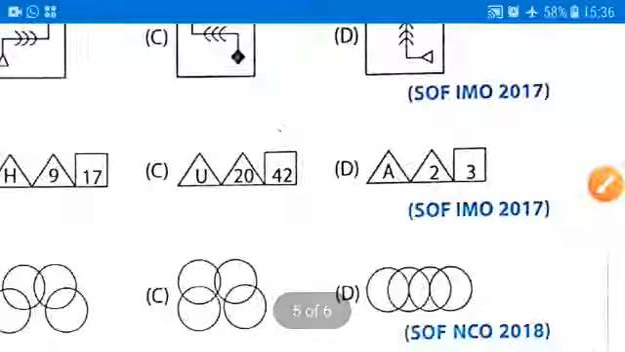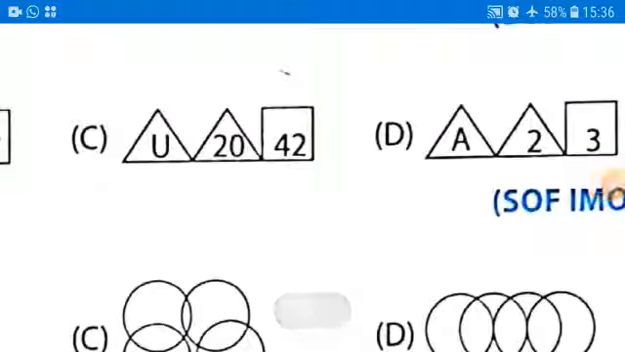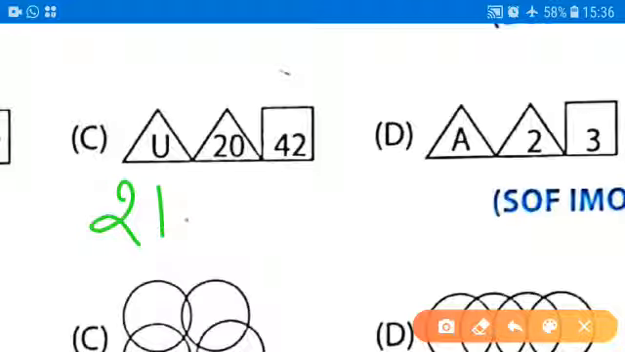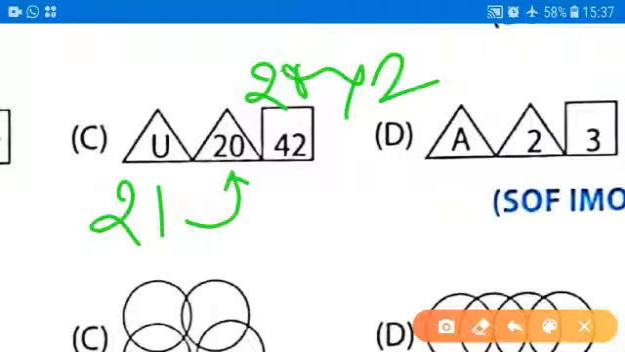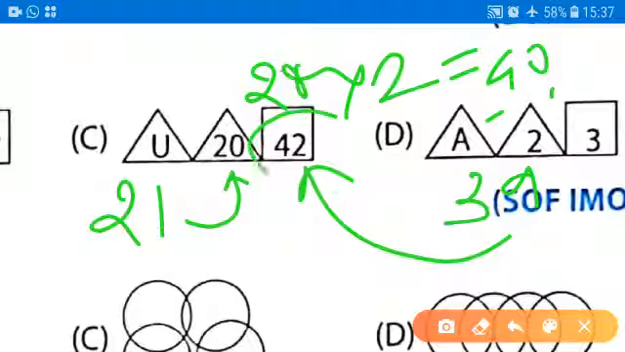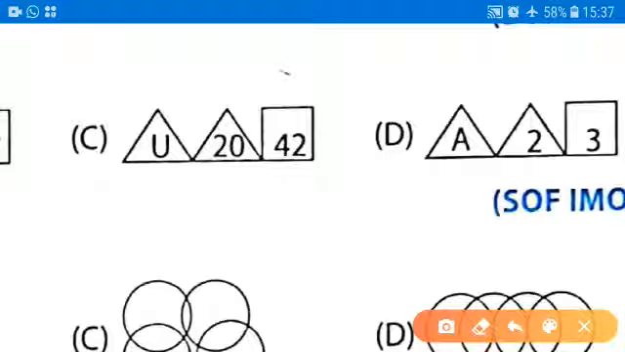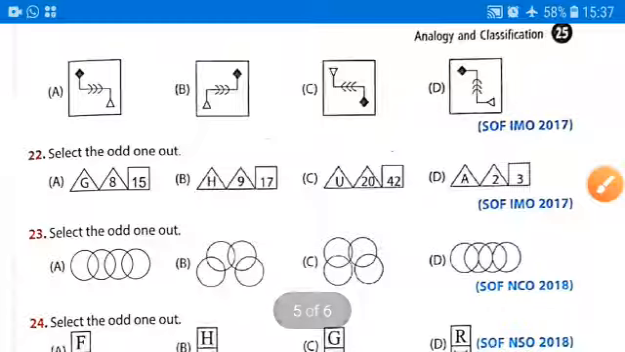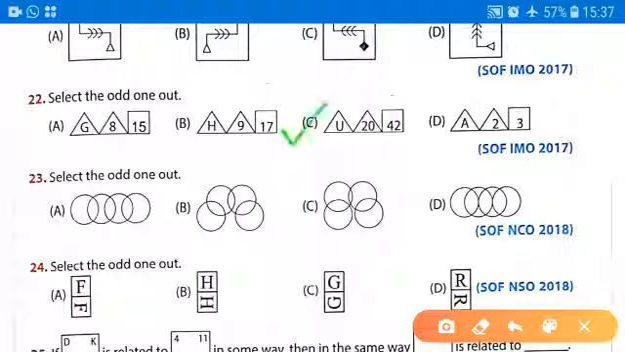Now check this option. This U is the 21st alphabet, and here we are subtracting and going to 20, the 20th alphabet. So this is not following. Again let us check. 20 multiplied by 2 is 40, minus 1 is 39, but 39 is not here. We have 42 here. So this option number C is the odd one out. It is not following the relation which all three options are following. The correct answer is option number C.